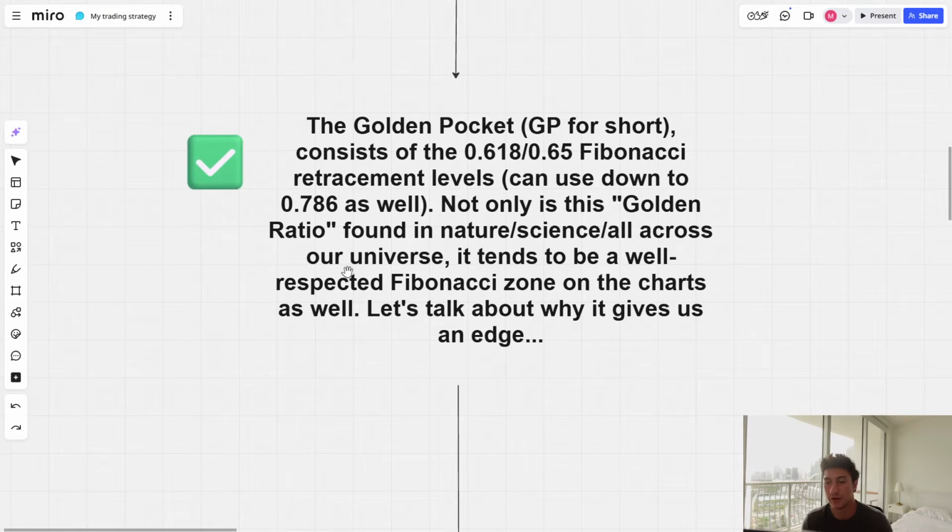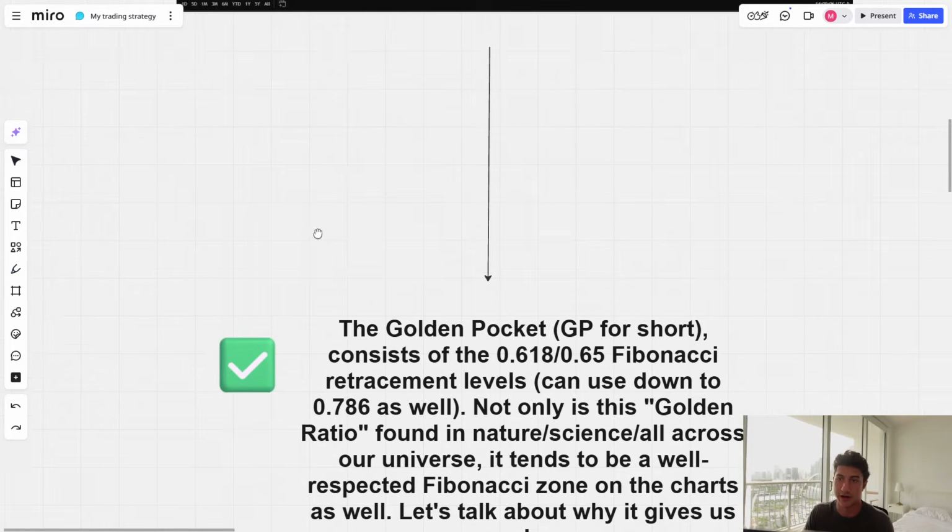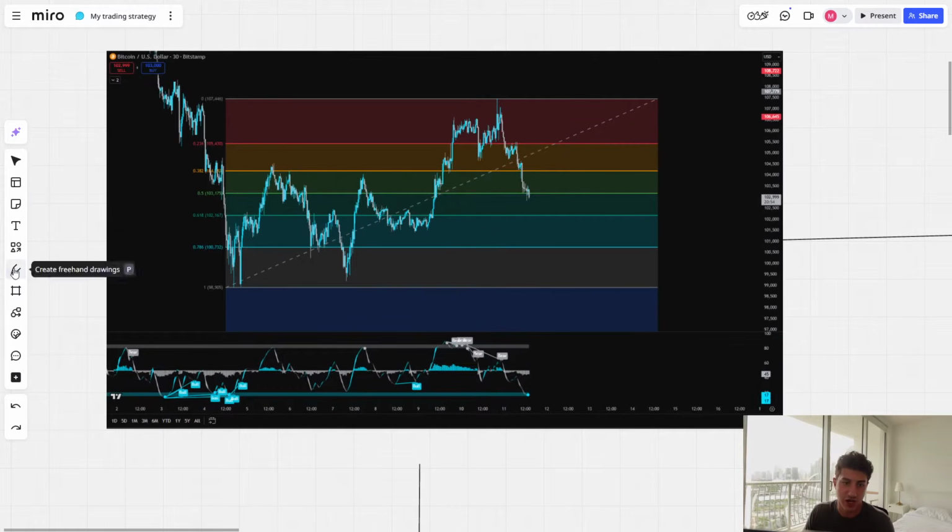So the main Fibonacci level that I use in my trading is the golden pocket fib, or the GP for short. So if you guys hear me in the group talking about the GP, I'm referring to the golden pocket. It consists of the 0.618 and the 0.65 Fibonacci retracement levels, but I like to use it all the way down to the 0.786 as well, okay? So if we take a look at the chart here, this general zone right here is where I will look for longs in this case of this given range. This is real-time price action as well.